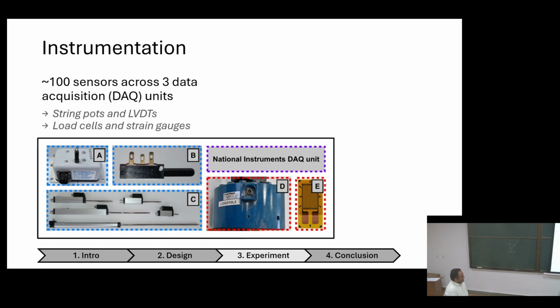So we had, as I said, spring potentiometers, some cheap LVDTs, some spring-loaded expensive LVDTs, load cells, and strain gauges. They all give you different kinds of measurements, right? A spring potentiometer gives you displacement, relative displacement, so do LVDTs. Strain gauges give you strain, load cells, load.